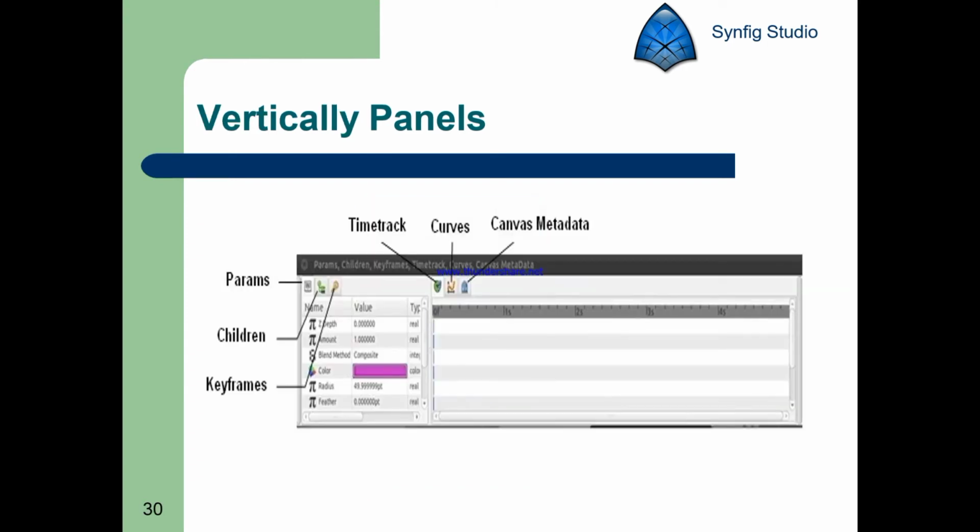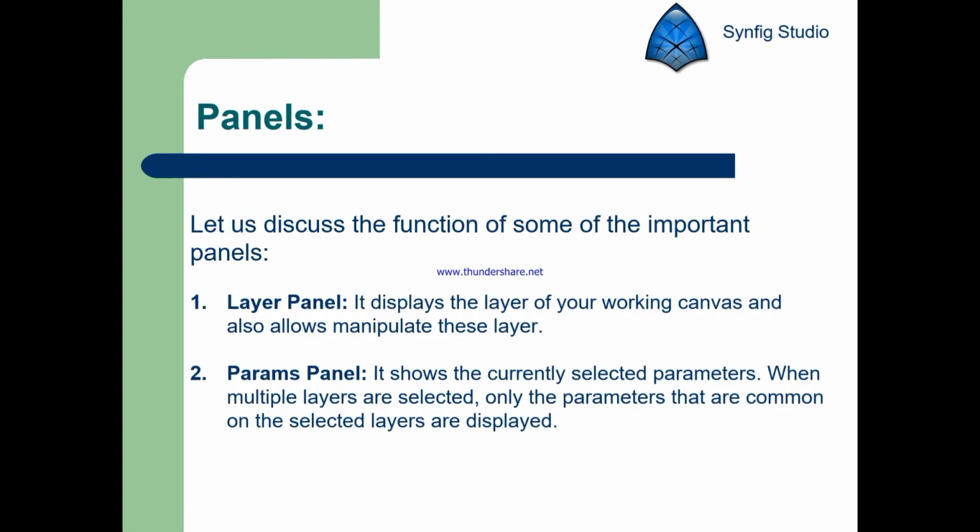Next are vertical panels. Params panel, children, keyframes, time track, curves, canvas metadata. Now we have discussed some of the important panels.